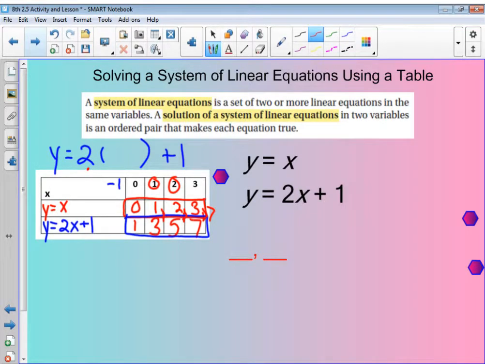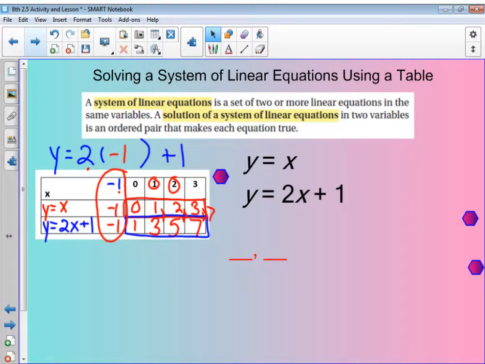Let's substitute in -1. So 2 times -1 is going to give me -2, plus 1 is -1. And then if I did my first equation, y equals x, well, we said that x was -1. There's our solution right there. Okay, so that's the downfall of using a table, is sometimes in our table, if we pick 4 numbers, the 4 numbers we pick might not work, and we might have to continue using other numbers.